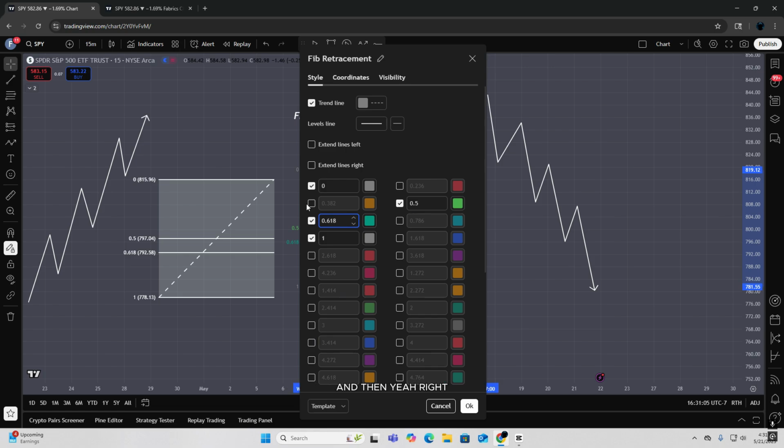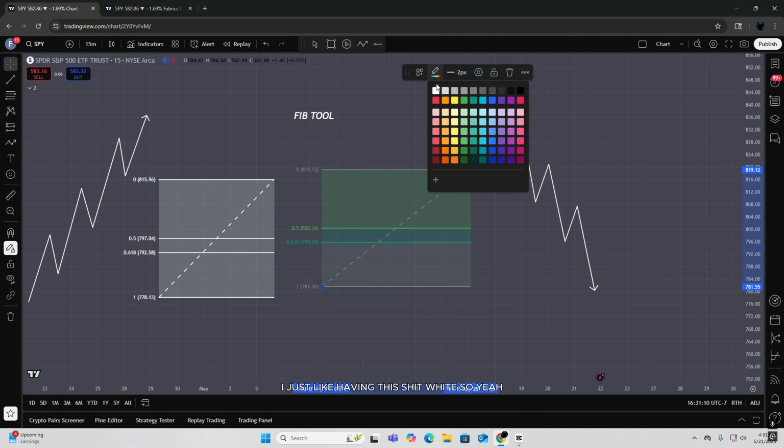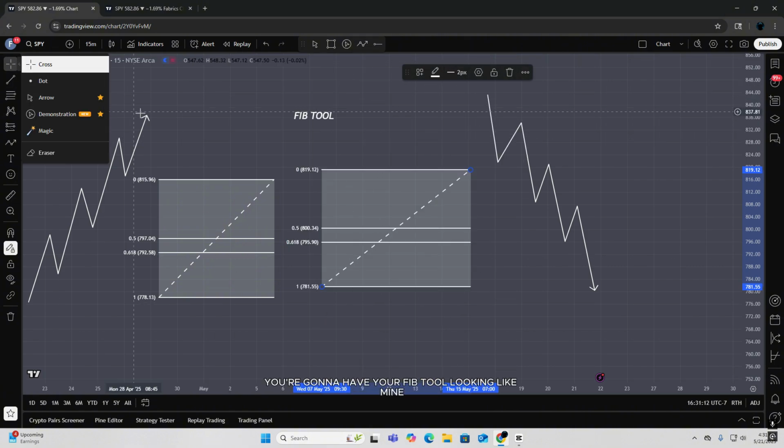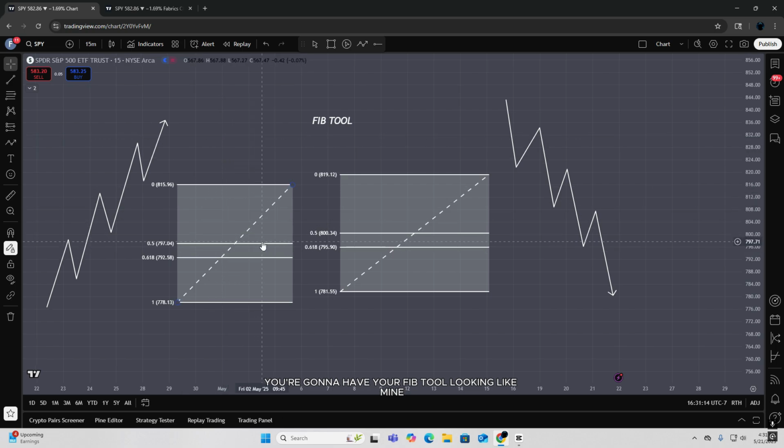And I like color coding my stuff. I don't like having colors like that. I just like having it white. So from there, you're going to have your fib tool looking like mine.